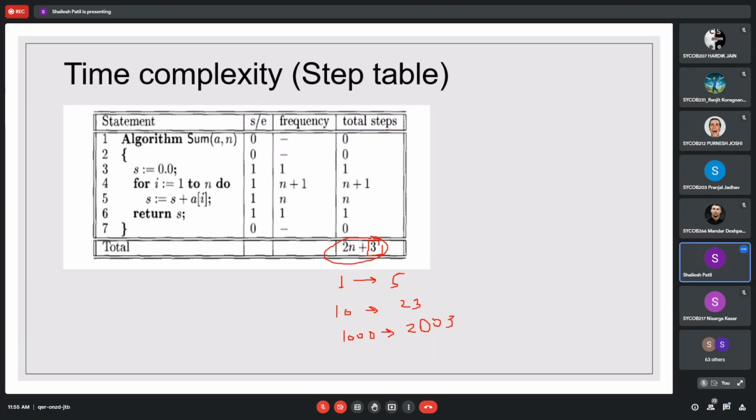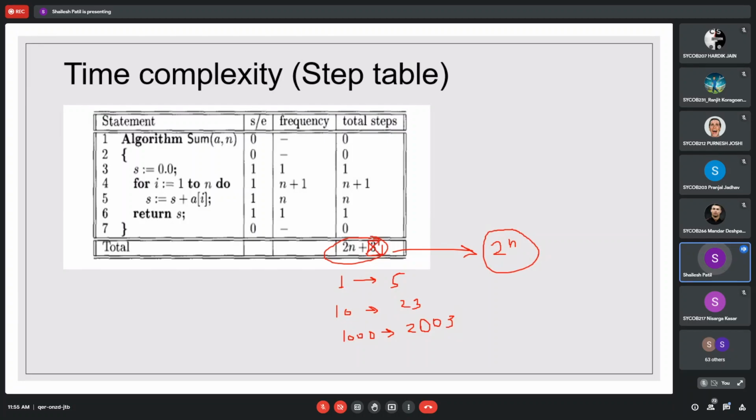Okay, so we can say that we have to represent that complexity in some number. So we can say that the complexity of this program is 2n. We are just eliminating this constant from the complexity.